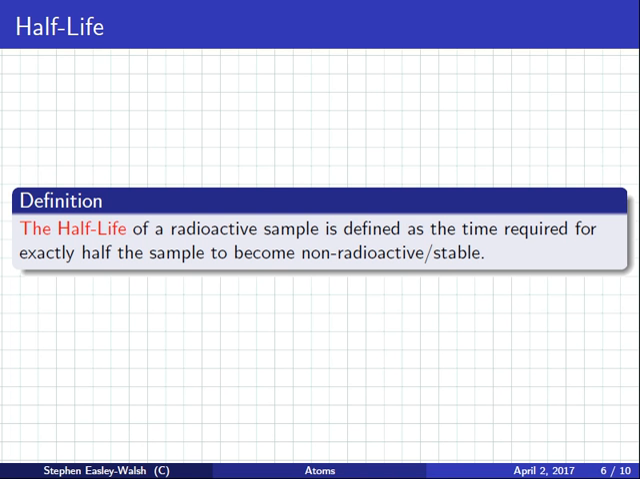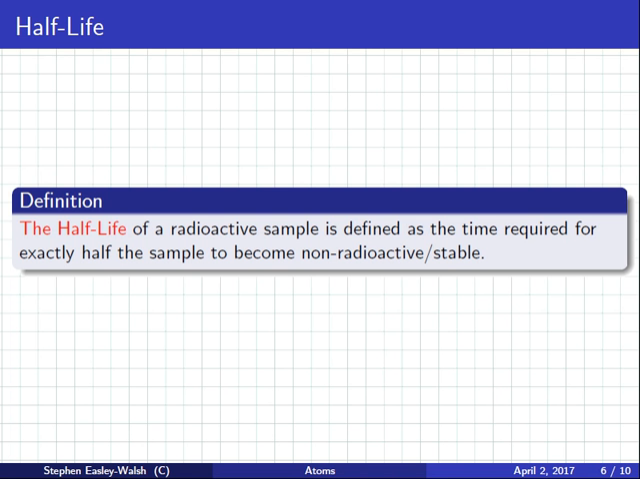Okay, did you write this down? Question: half-life. The time required for exactly half the sample to become non-radioactive. What do you mean, what is that? The atom is emitting alpha, beta, gamma. And as we learned last time with the nuclear equations, it transforms into a different substance, which sometimes is not radioactive.